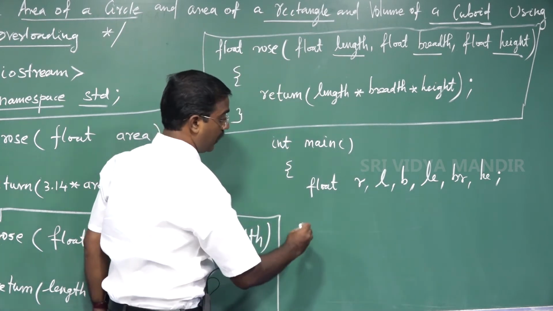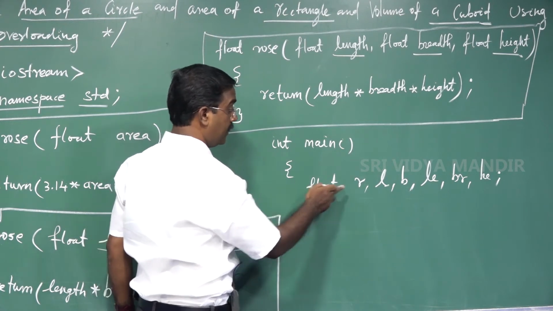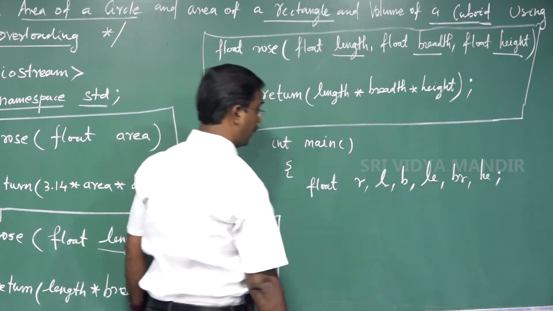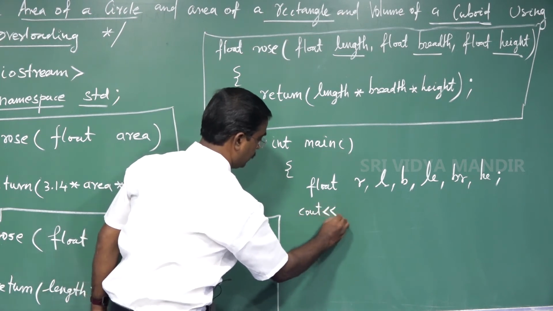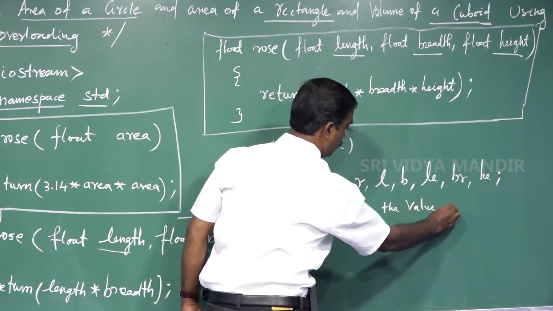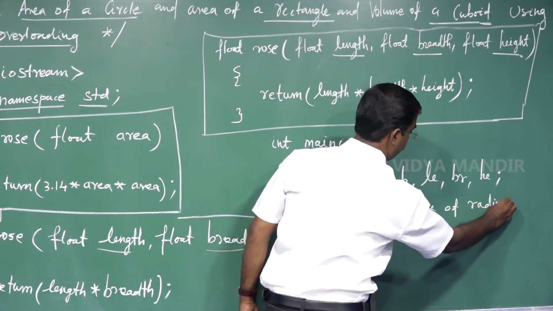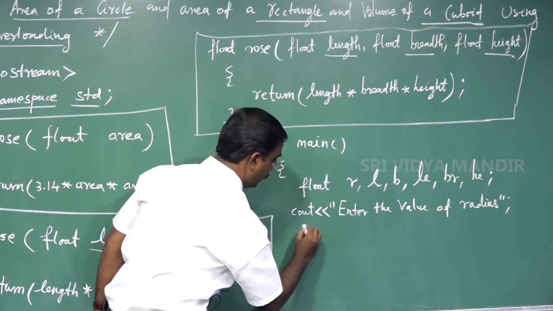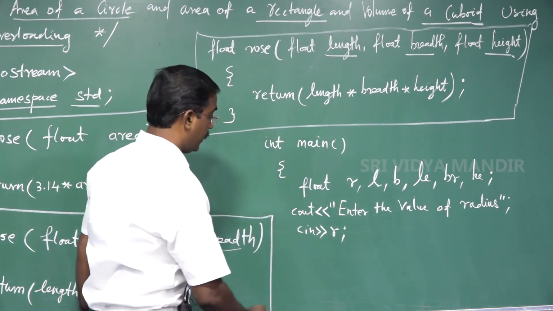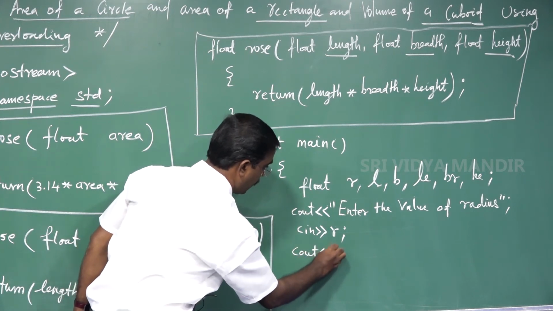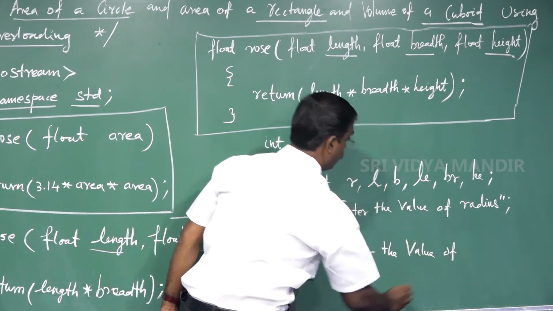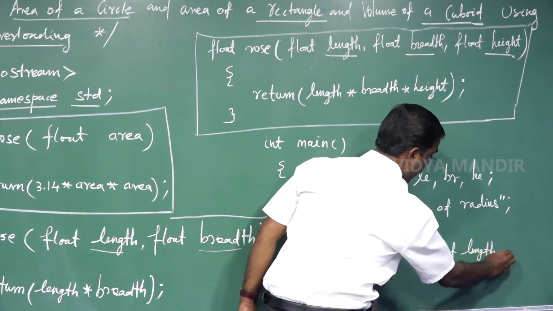In this program, float is a data type, for radius, length, breadth and height. Here is the declaration, and in this statement we use cout. Now one by one we will see. Enter the value of radius. We will get it from the keyboard via cin, radius, so getting r. Finally, the second thing is cout: enter the value of length and breadth.